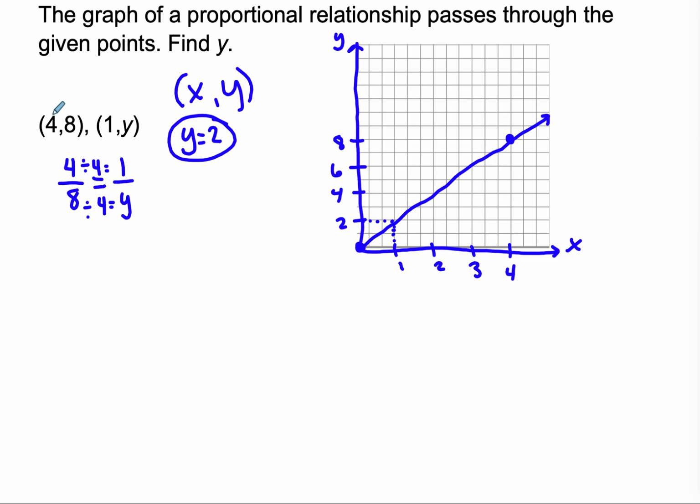Or a third way would be to look at that constant of proportionality, that multiplication pattern. Because I know it's proportional, I know there's a multiplication pattern between my x and y values. 4 times 4 equals 8. So 1 times 4 equals y.